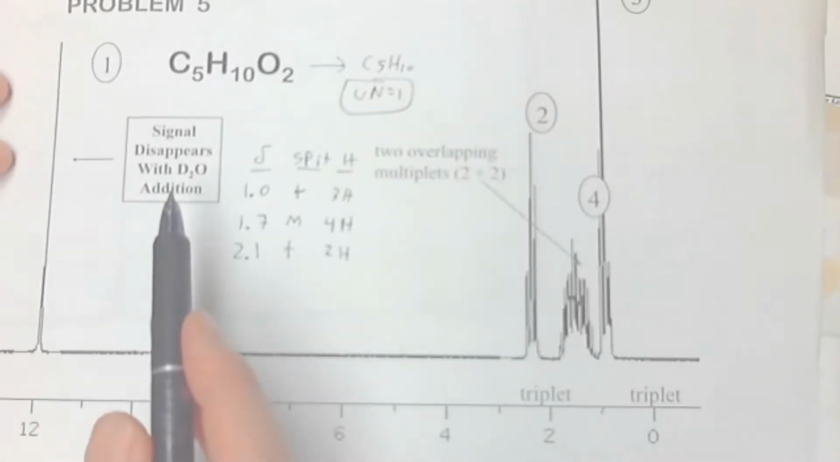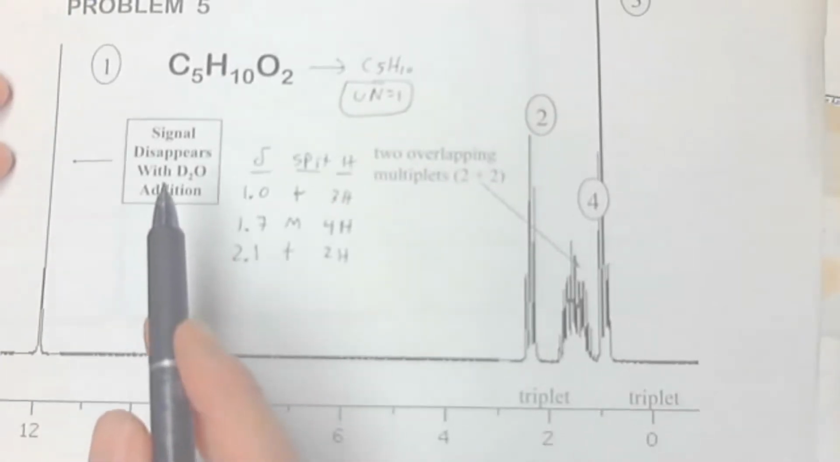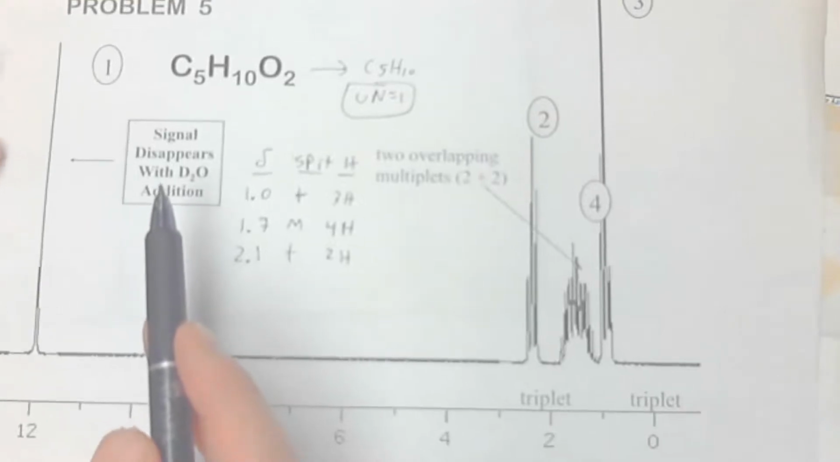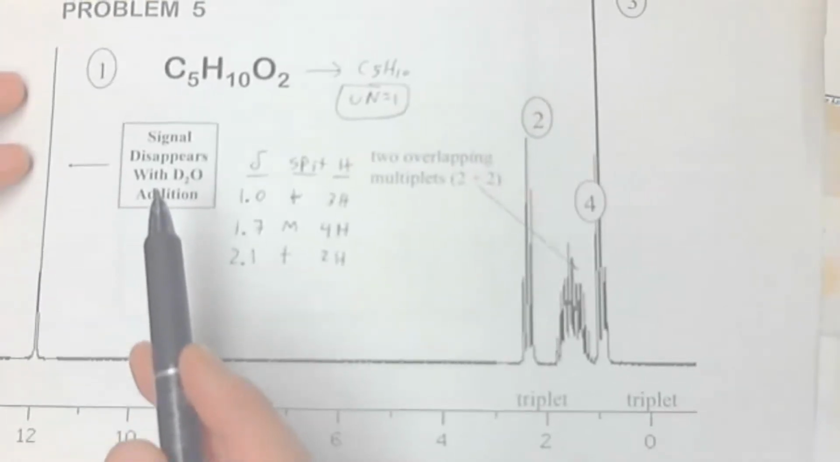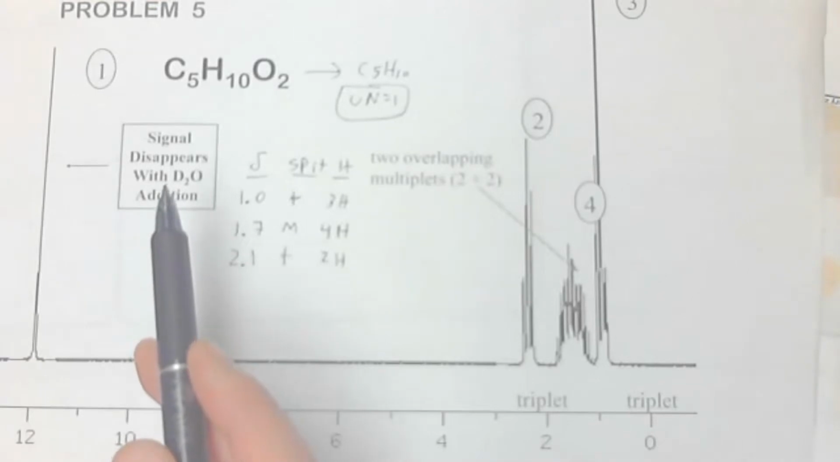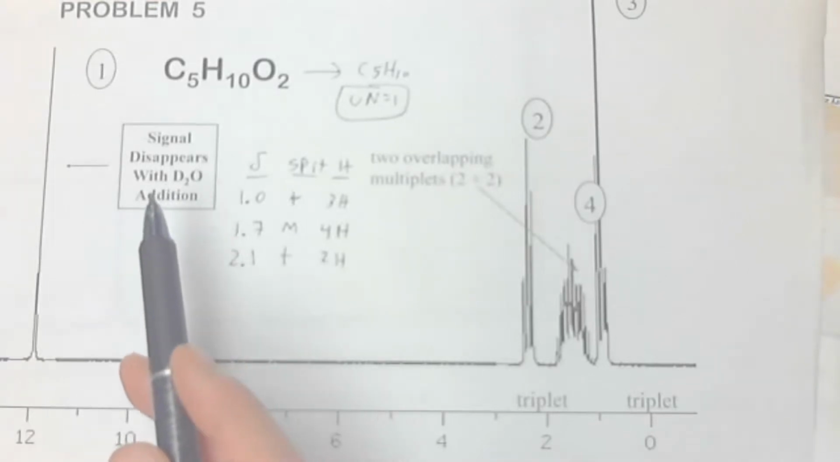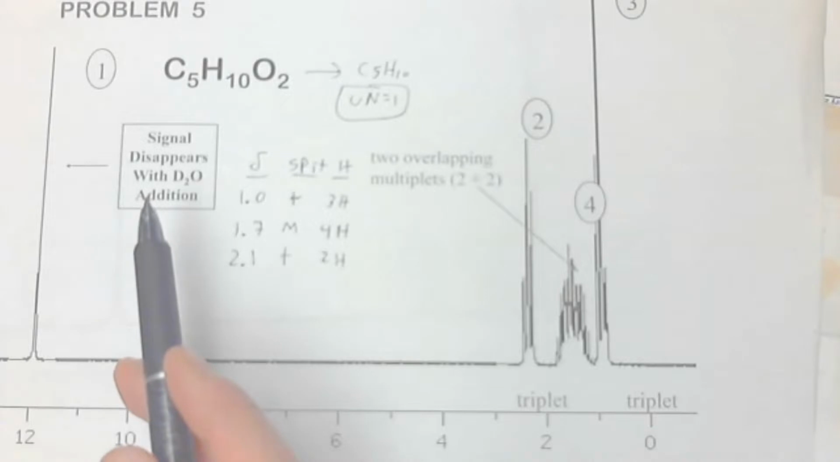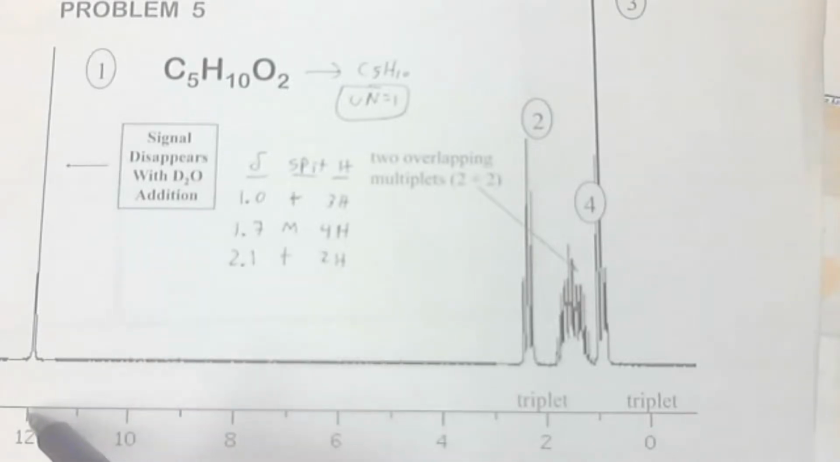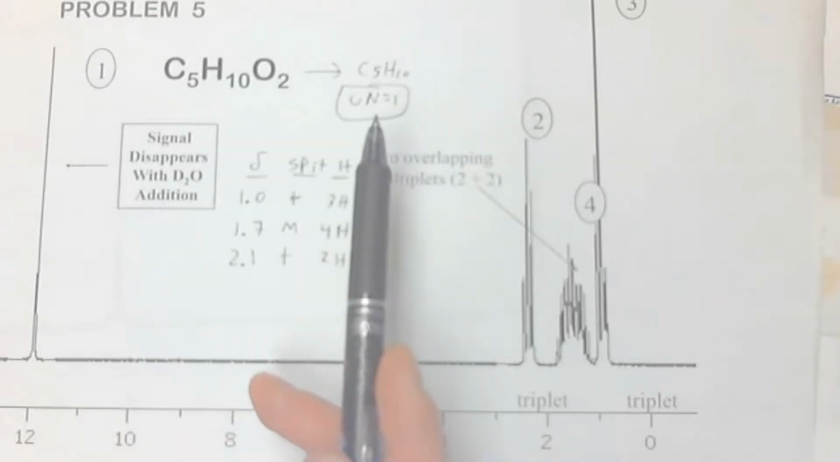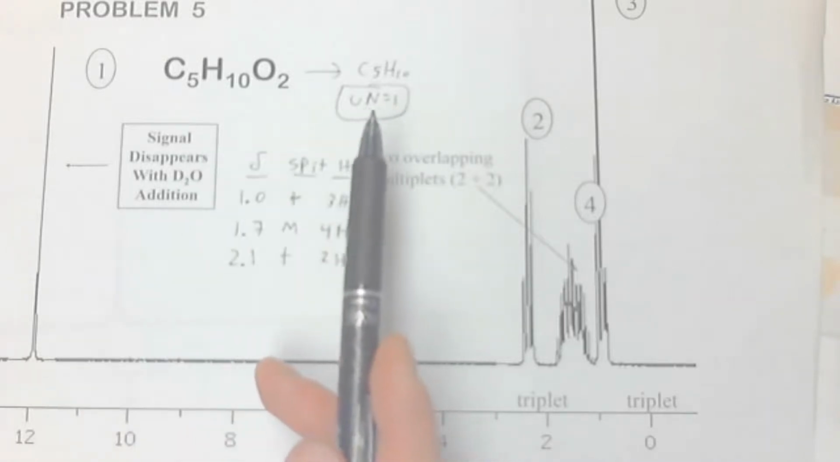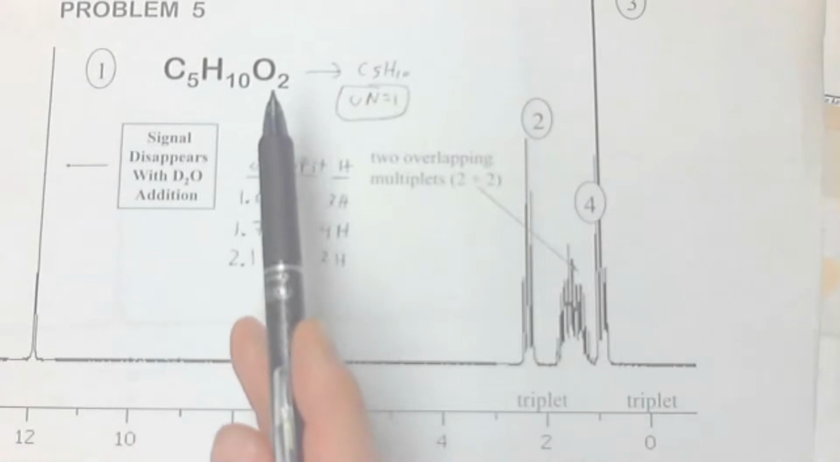disappears with D2O. So somebody said alcohol, but that's not exactly right, because let's think a little bit further about this, all right? You may go look at your chart. 12 is pretty far down. We also have a UN equals 1, so some kind of mystery functional group. We also got a couple oxygens.